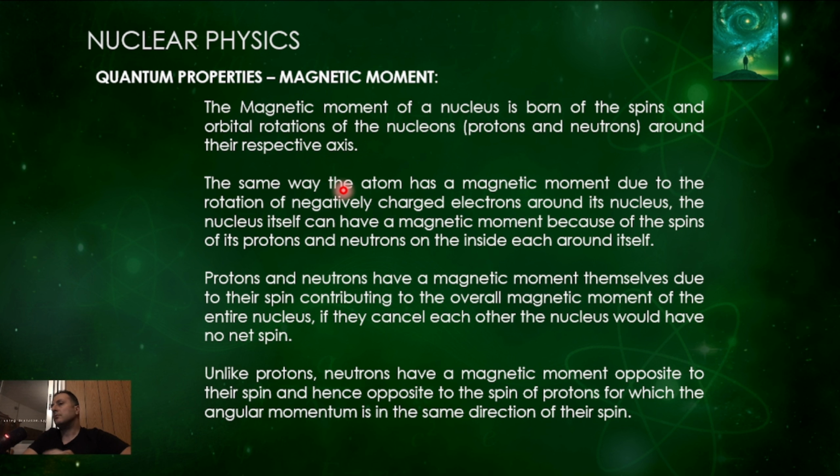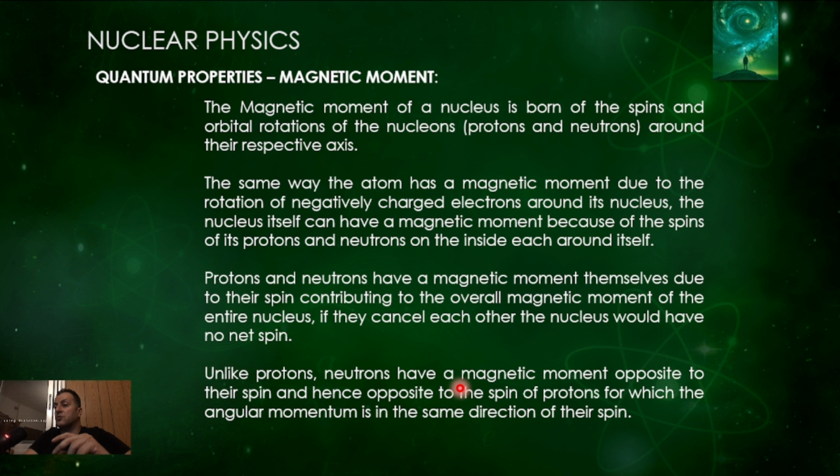So, the same way the atom has a magnetic moment due to the rotation of negatively charged electrons around its own nucleus, the nucleus itself can have a magnetic moment because of the spins of its protons and neutrons on the inside, each around itself. Protons and neutrons have a magnetic moment themselves due to their spin, contributing to the overall magnetic moment of the entire nucleus. If they cancel each other, the nucleus would have no net spin, as we mentioned.